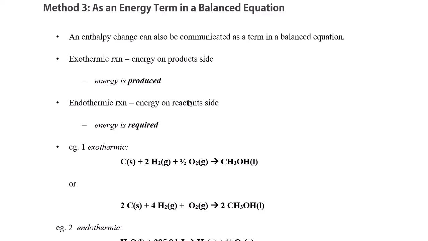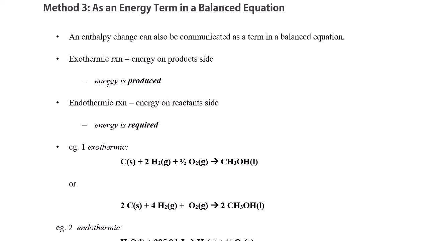Method 3, as a term within a balanced chemical equation. So in this method, it's similar to the last one, where we're going to have an enthalpy change for a reaction as written. So it's not going to be a molar enthalpy, but instead of writing it outside the equation as its own separate thing, delta H of the reaction equals whatever, we're going to include it in the reaction as a term. So how does that work?